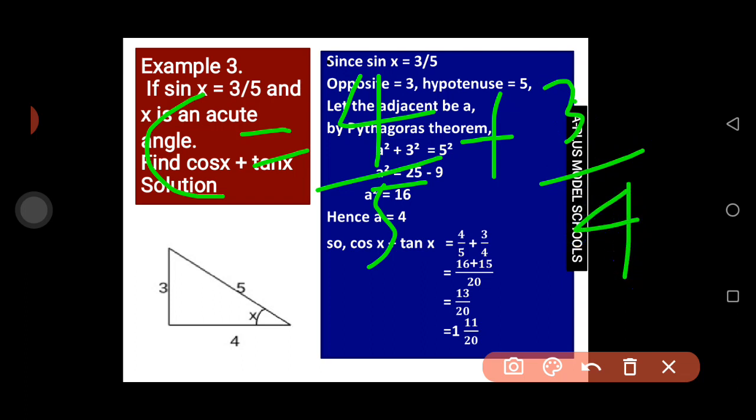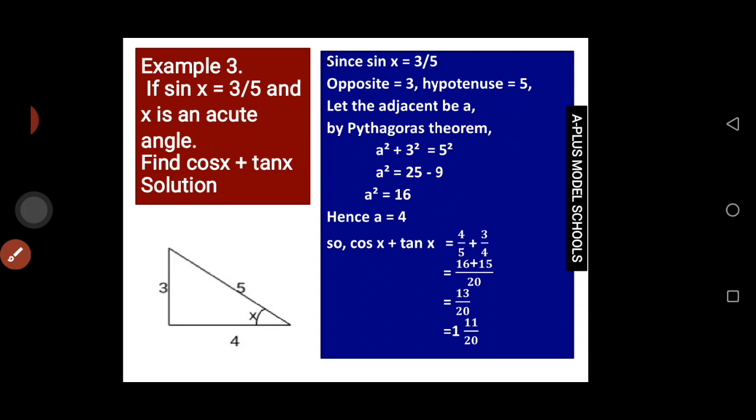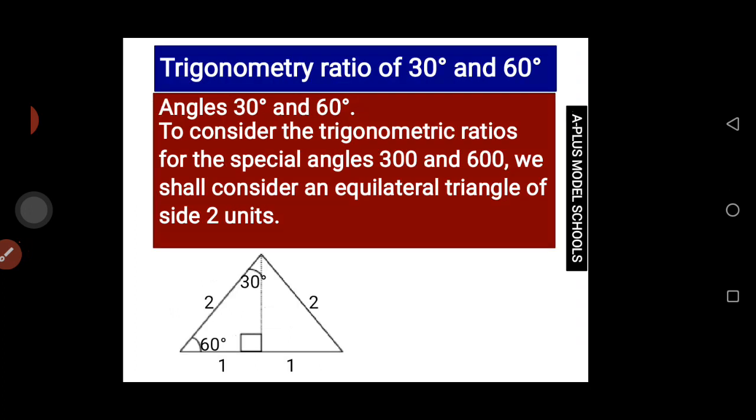So when you look at the next step, cos x plus tan x equals 4 over 5 plus 3 over 4. When you look for the LCM of the two, that is 20. Then 5 in 20, 4 times 4 is 16, plus 4 in 20, that is 5, 5 times 3 is 15. 16 plus 15 will give you 31 over 20. So how many 20 will you see in 31? That is 1, then remainder 11 all over 20. So that is the value of cos x plus tan x.